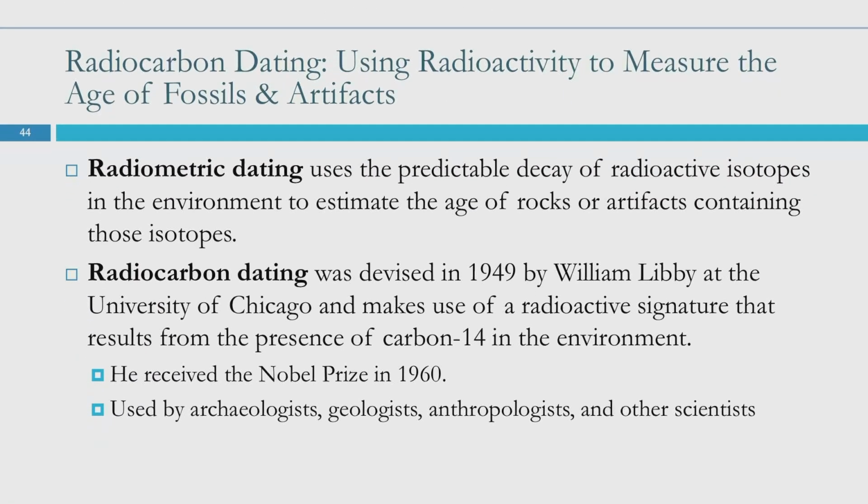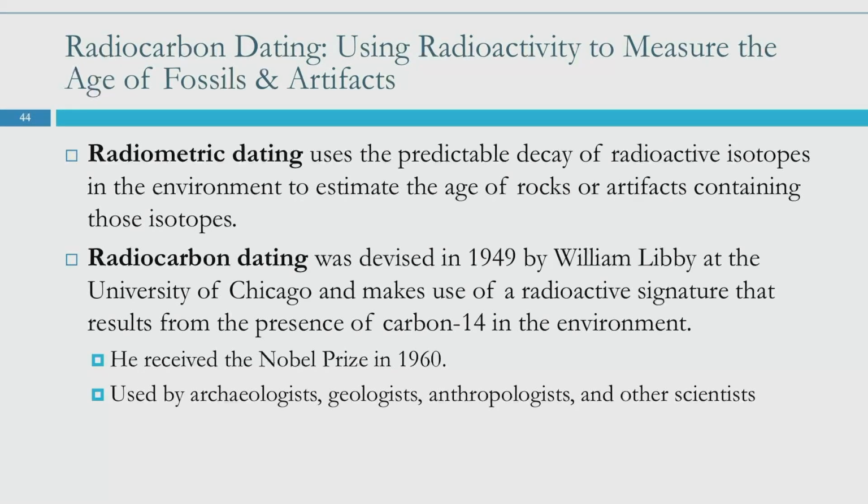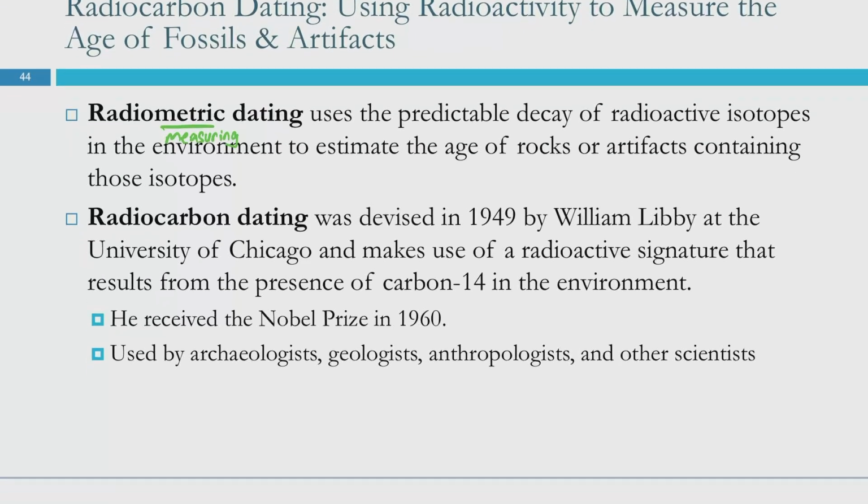Another thing that we can do with radioactivity, knowing that radioactive decay is first order, is use radioactivity to measure the age of fossils and artifacts. You've probably heard of this. There's radiometric dating, which is just the general term, I think. The metric means relating to measuring, radio being radioactivity. So using radioactivity to measure our date or our time.